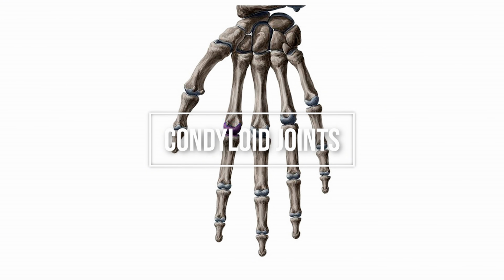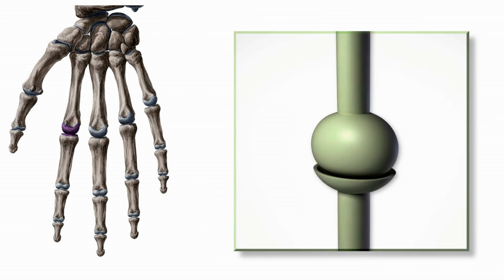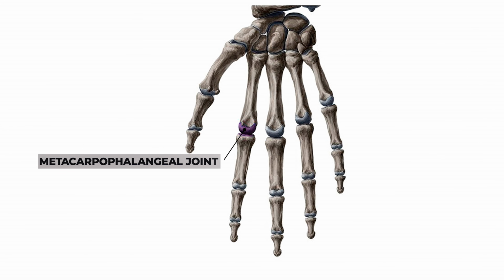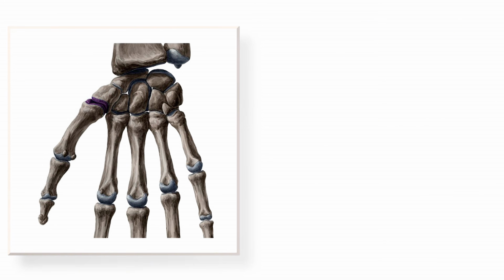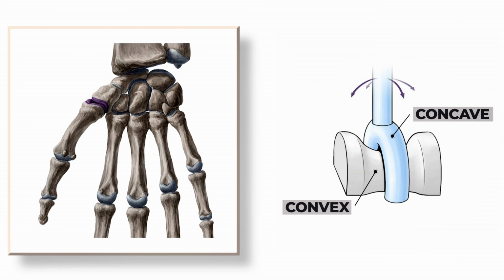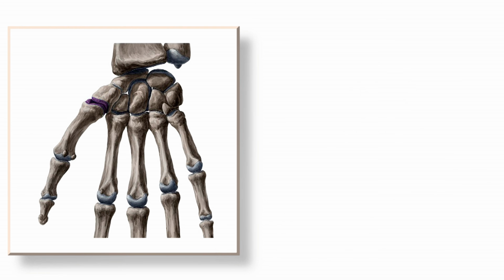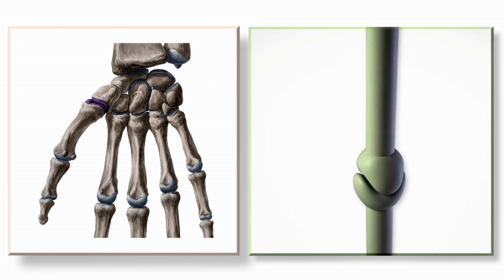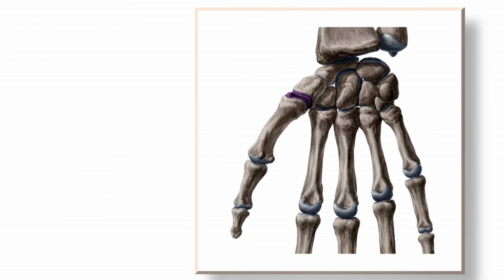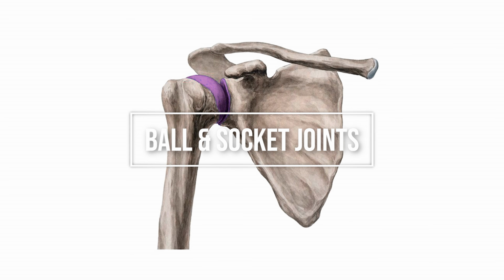Condyloid or ellipsoid joint. In a condyloid joint, the end surface of one bone is oval in shape, and the end surface of the other bone is in the shape of a socket. In this joint, we can see almost all types of motions except rotatory motion. An example of a condyloid joint is the metacarpophalangeal joint. Saddle joint. A saddle joint is formed between convex and concave articulating surfaces. This joint can also perform almost all types of motions, except rotation. An example of this joint is the carpometacarpal joint.